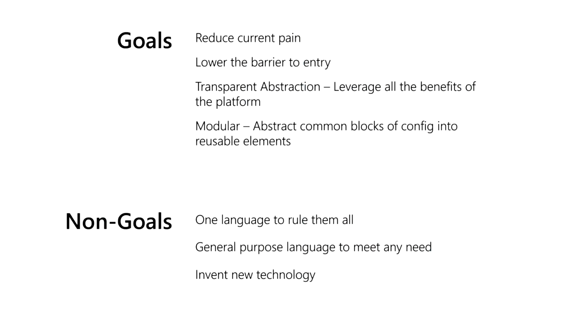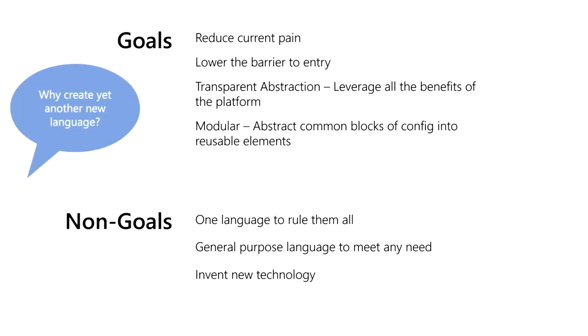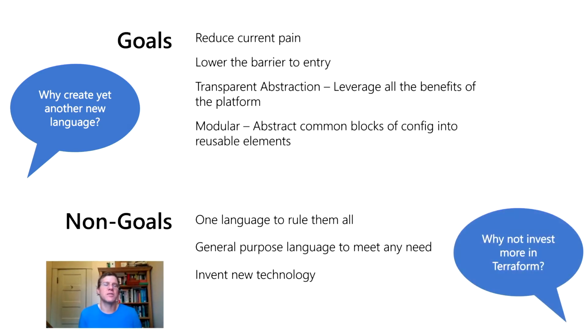So when we think about this in general, we get a lot of questions about why we are trying to do this. And I think hopefully I've talked through a lot of our motivations, a lot of the pain points that we've seen. But there are still some specific questions that we see people asking. Why are you bothering to create a new language? Why not use something that's pre-existing? For example, why not invest more in Terraform?